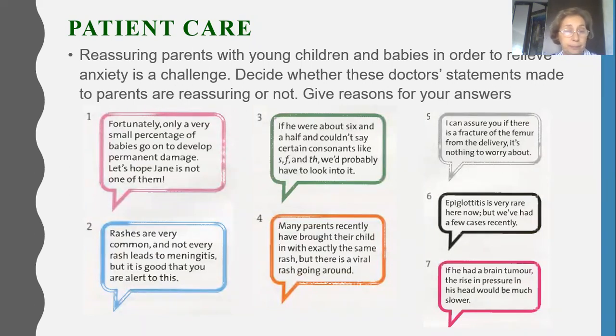Read it. Dilara, hello. Yes, doctor. Rashes are very common, and not every rash leads to meningitis, but it's good that you are alert to this. Is the phrase reassuring enough? Reassuring. Yes. So there is some positive. It's good that you are alert, telling the parents. So the praising of the parent.